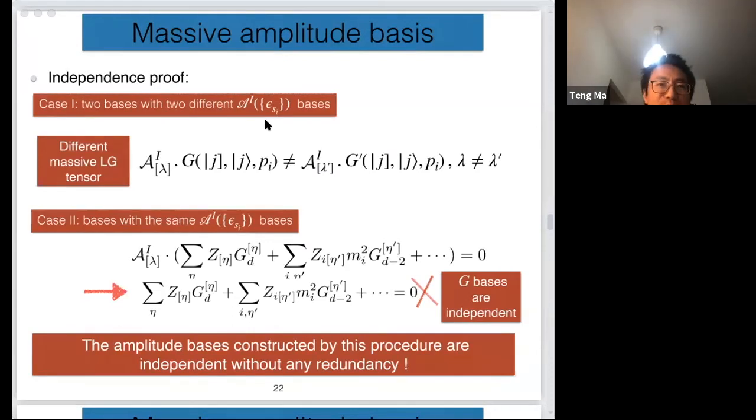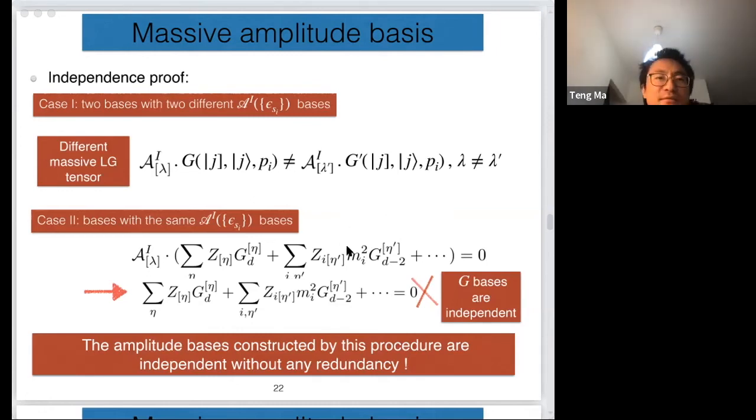We can prove that the amplitude bases are independent for case one. If two amplitude bases have different A bases, since the two A bases are two independent massive little group tensors, this is because A takes two kinds of indices, the Lorentz index and the little group index. So they are two independent massive little group tensors. So it means that these two amplitude bases should also be two independent massive little group tensors. So obviously, these two amplitude bases are independent.